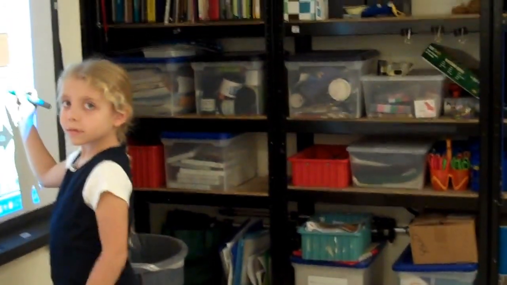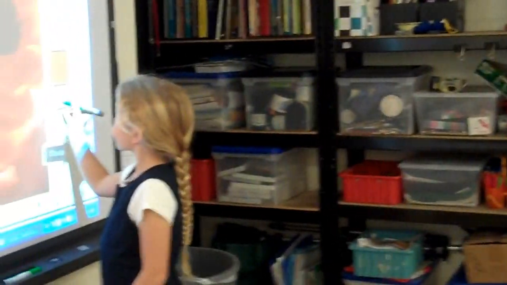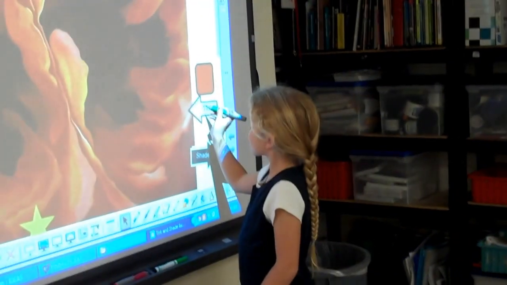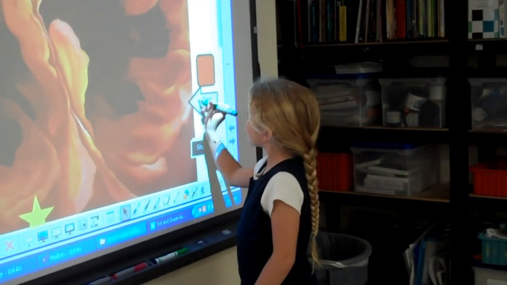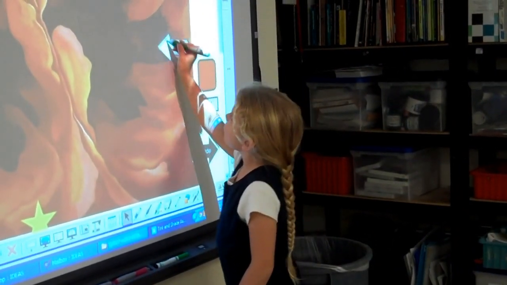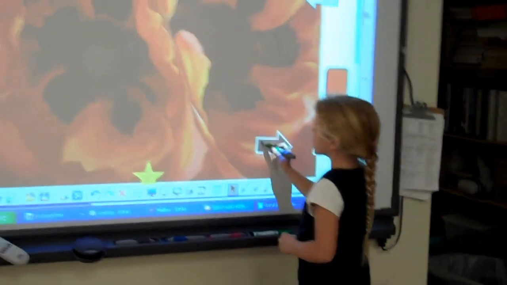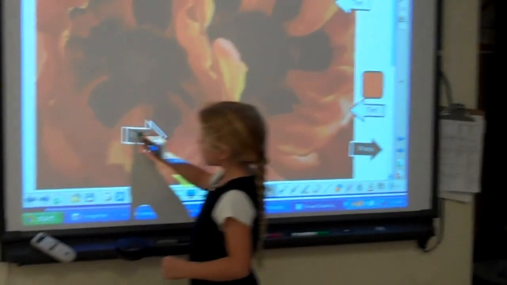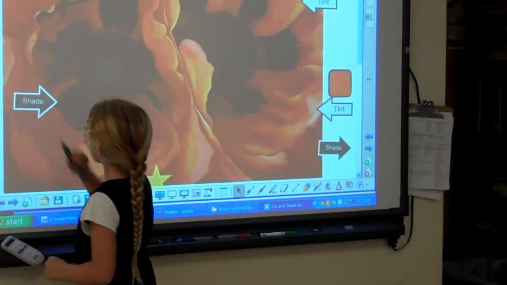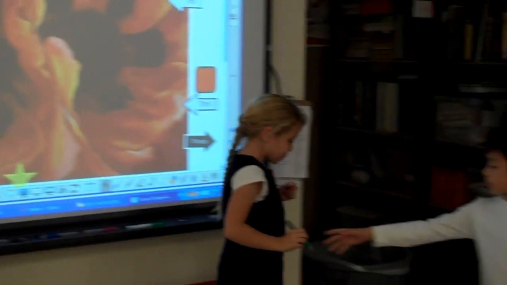Okay, all right. Here we go. We're finding tints and shades on a painting by Georgia O'Keeffe. Okay, go ahead and find a tint. And a shade. Then when you're done, hand the pen to the person behind you. And then go have a seat.